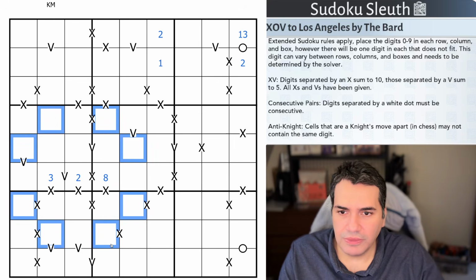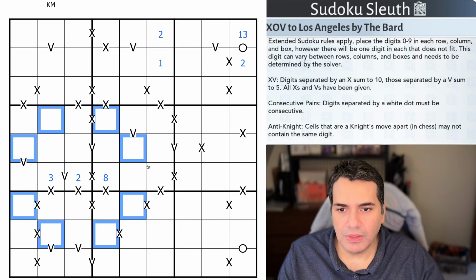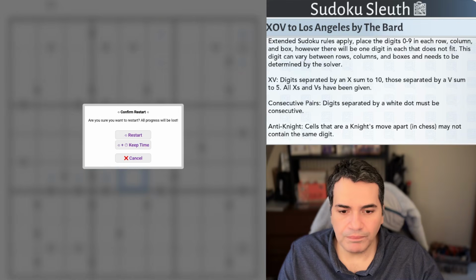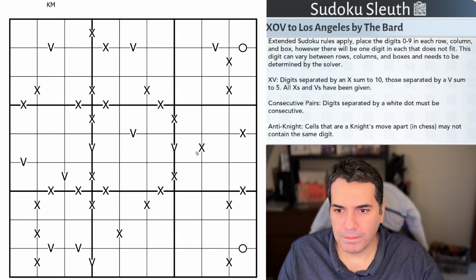Plenty of them, actually. And I always kind of struggle with the 0 to 9 Sudoku, so this should be interesting. As always, for you to play along, the link will be in the description down below. And with that said, I'm going to restart the clock and see how I get on.